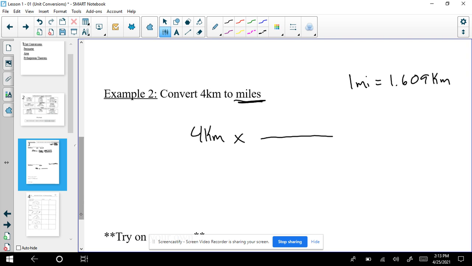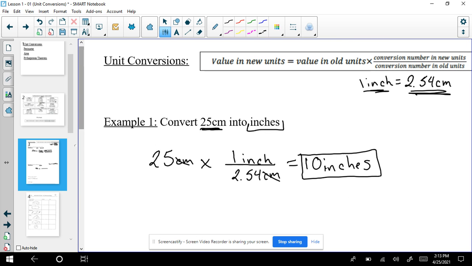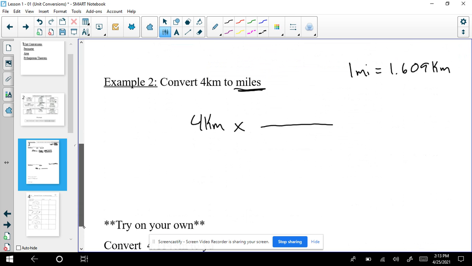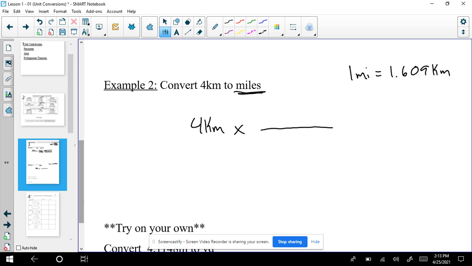kilometers, right? And so I take a look at my formula and I put my new units on the top and my old units on the bottom, right? Because we want the units to be able to cross out. So I would put my new units on the top. So my new units is my miles. So I have 1 mile on the top.